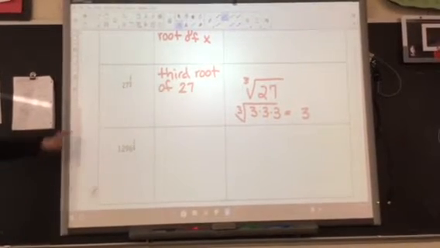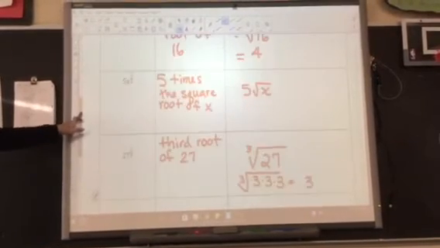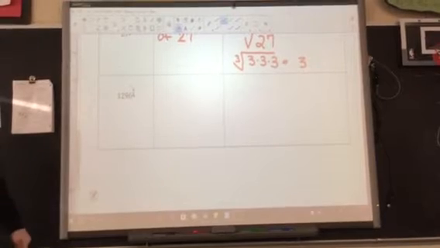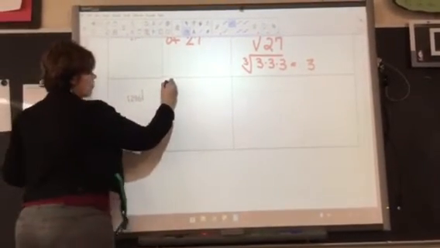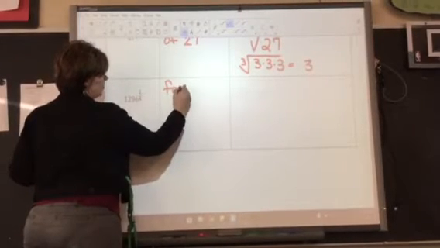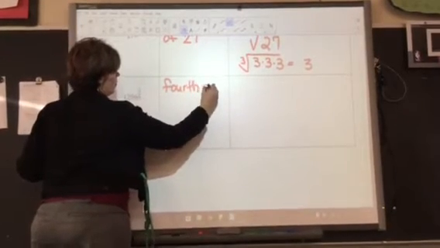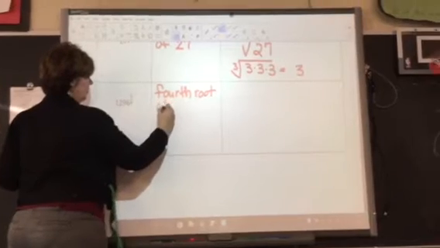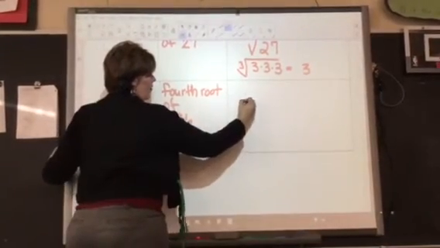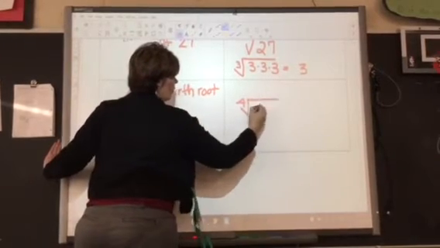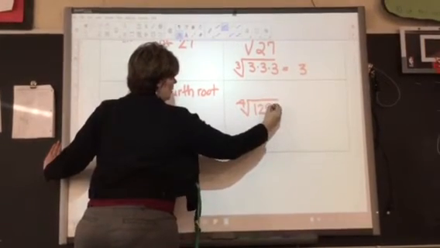Okay? What's this big number down here? 1,296 to the 1/4 power. The 4th root of 1,296. Yeah. 4th root of 1,296. So again, I'm going to make my radical symbol and I'm going to stick a little 4 over it. 1,296.